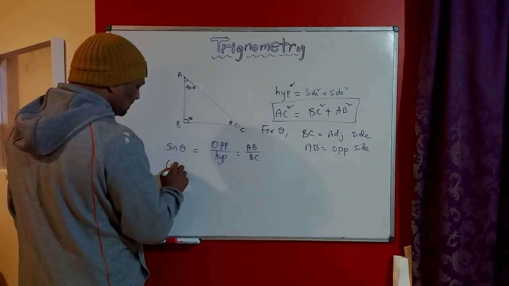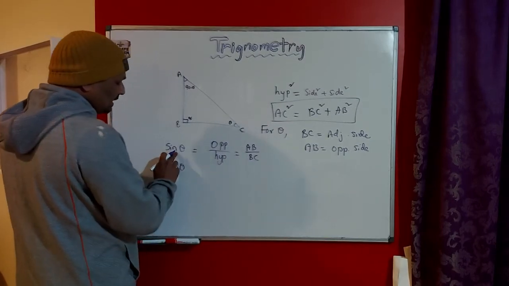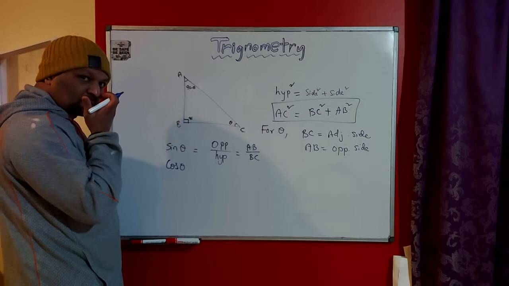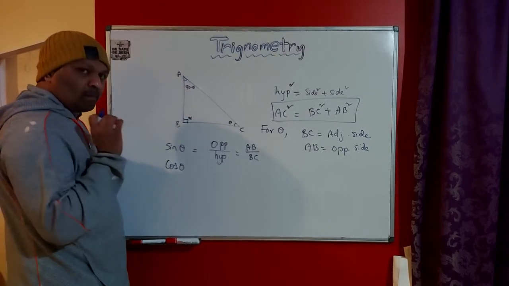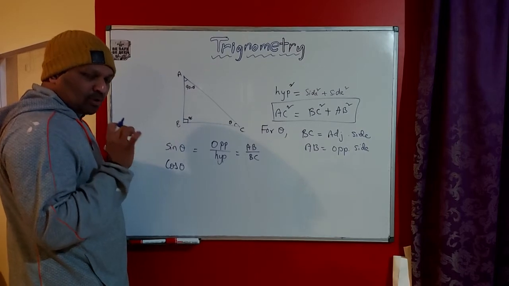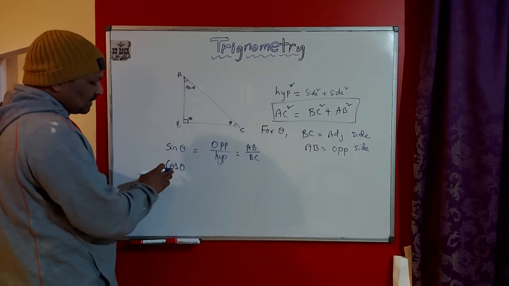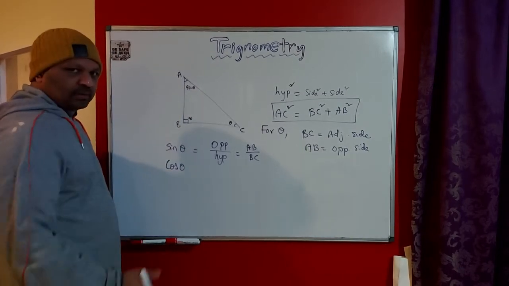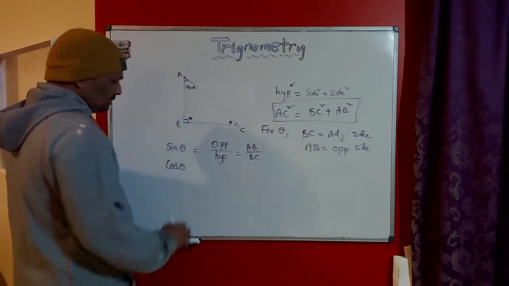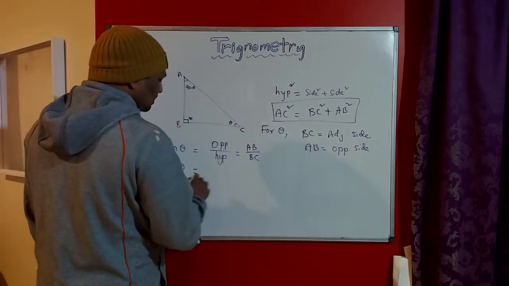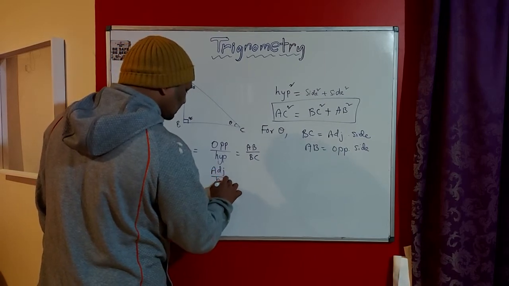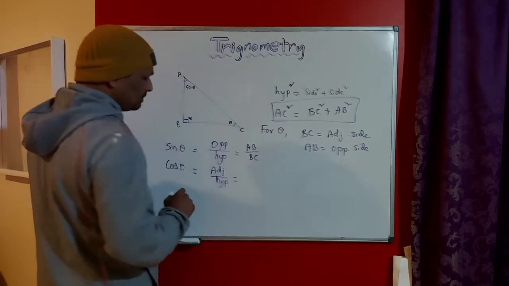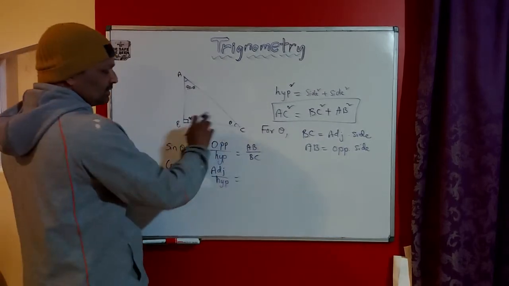Similarly, cos theta. The full form of cos is cosine. Co here refers to complementary sine. We will discuss why this is called complementary later on. So cos theta is equal to edge by hypo. What is the edge for theta?